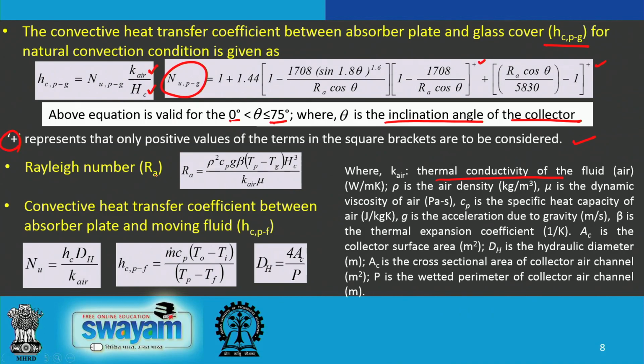Now, coming to the Rayleigh number, which is one of the parameters in this expression. So, the Rayleigh number can be calculated by this expression, that is given as rho square Cp g beta (Tp minus Tg) Hc cubed upon k air into mu, where rho is the air density in kg per meter cube, Cp is the specific heat, g is the acceleration due to gravity, beta is basically the thermal expansion coefficient, and Hc we have already mentioned, the distance between the absorber plate and the glass cover, and mu is the dynamic viscosity of air in Pascal second.